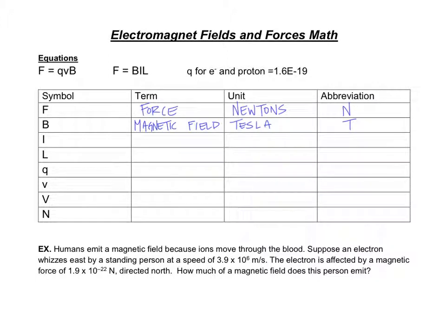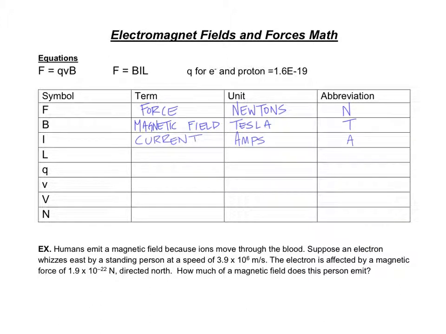Another symbol that we're familiar with is a capital I. We saw capital I when we were talking about circuits. Capital I still represents current, and current is measured in amps. Amps is abbreviated with a capital A.